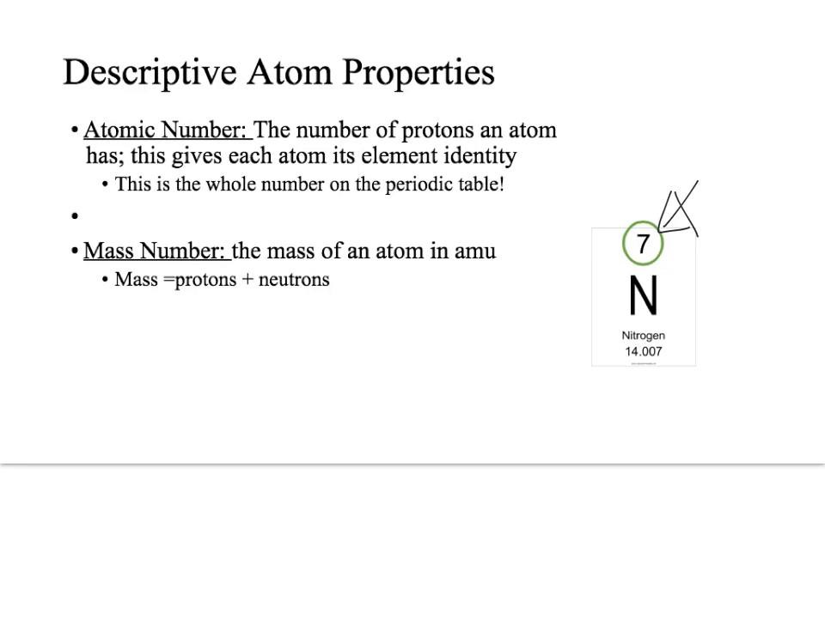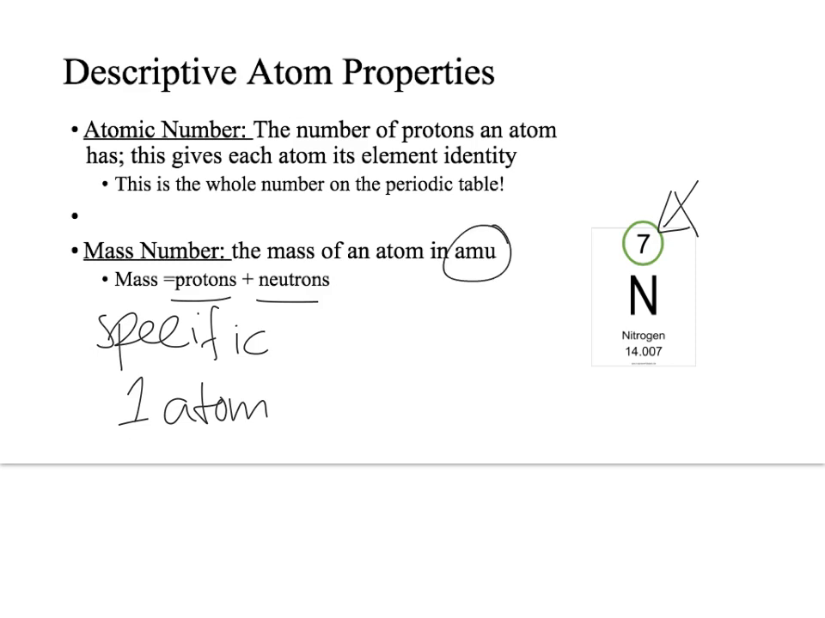The second is the mass number. Again, we need to remember we're talking about specific atoms, so it's really one atom at a time that we're thinking about this. The mass number for one atom is the number of protons plus the number of neutrons. Okay, so protons plus neutrons will give you your mass. And the unit we use for that is AMU, which is known as the atomic mass unit.